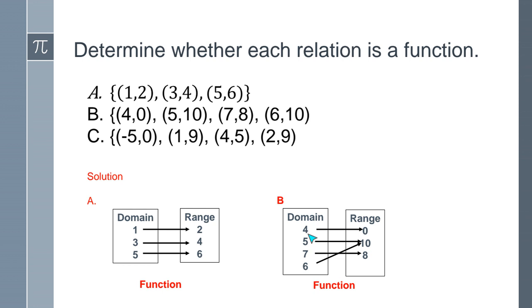So now we ask the question, does 4 go to just one element in the range? Yes. Does 5 go to one thing? Yes. Does 7 go to one element? Yes. And 6 goes to one element. So this is still going to be a function.